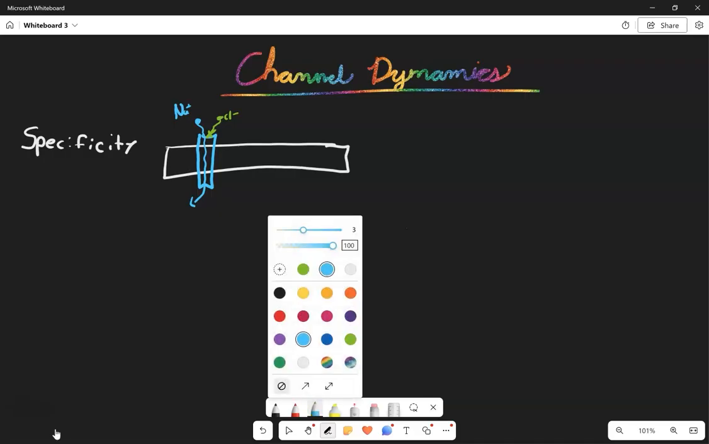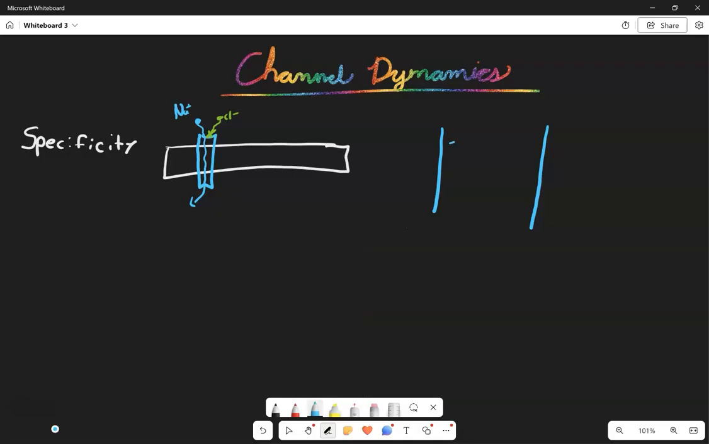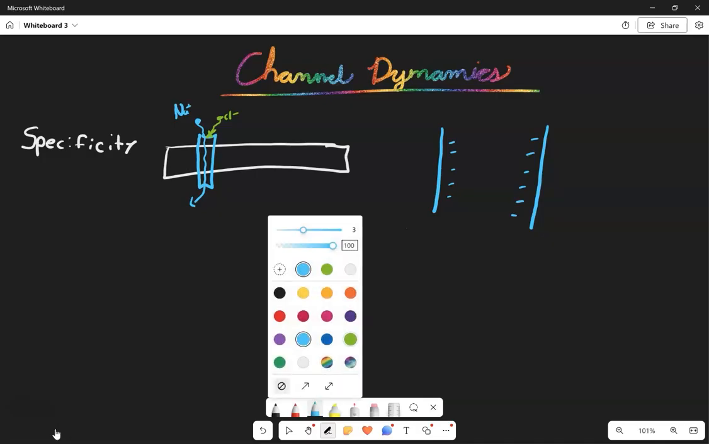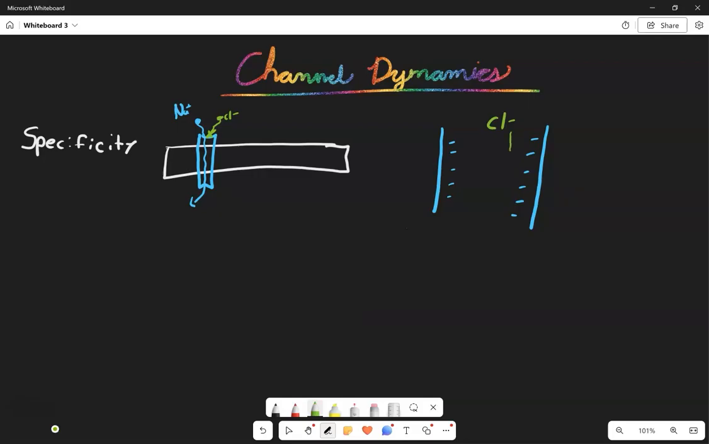So how is it possible that we can have this level of specificity with these different channels? If we blow the channel up a little bit and take a look at the inside, what would it be like if we put a whole bunch of negative charge on the inside of this channel, and we tried to move a thing like chloride that has a negative charge through this channel? These negative charges are going to repel that chloride and block its movement.